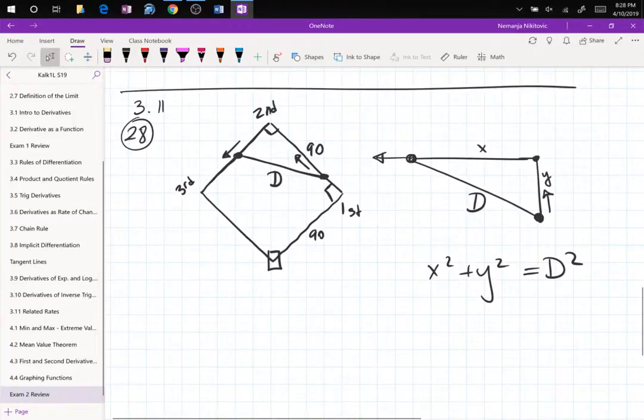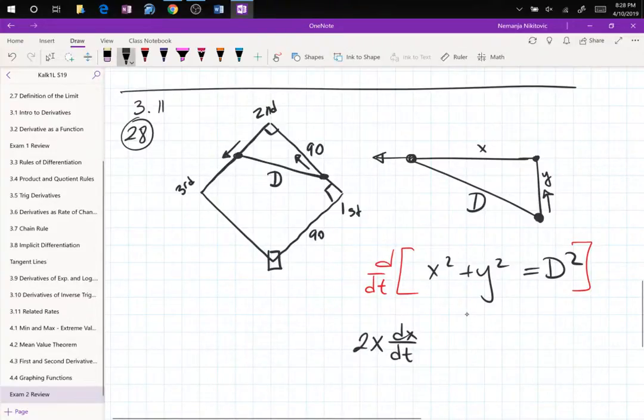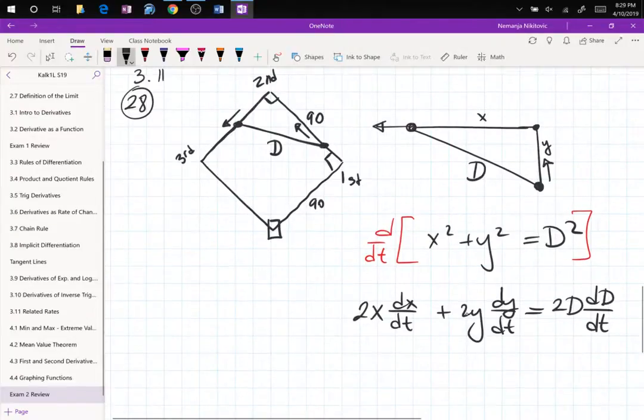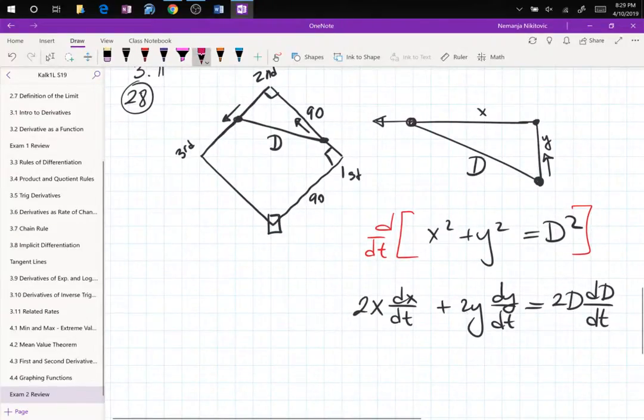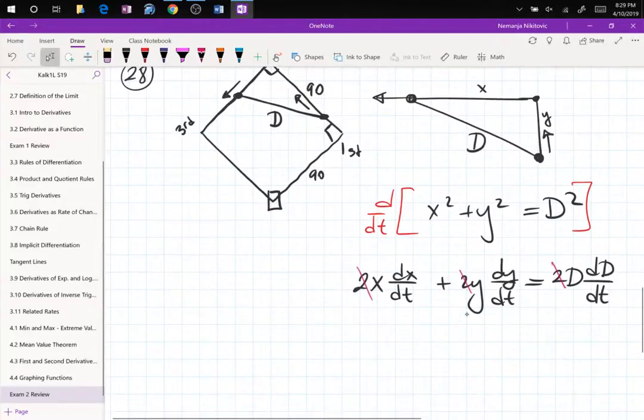And right, that's the Pythagorean theorem in a right triangle. And then I'm going to differentiate that with respect to time so that I can get speeds. So I have 2x dx/dt plus 2y dy/dt is equal to 2D dD/dt. All of these 2's die. There we go. And now I have my related rates equation.